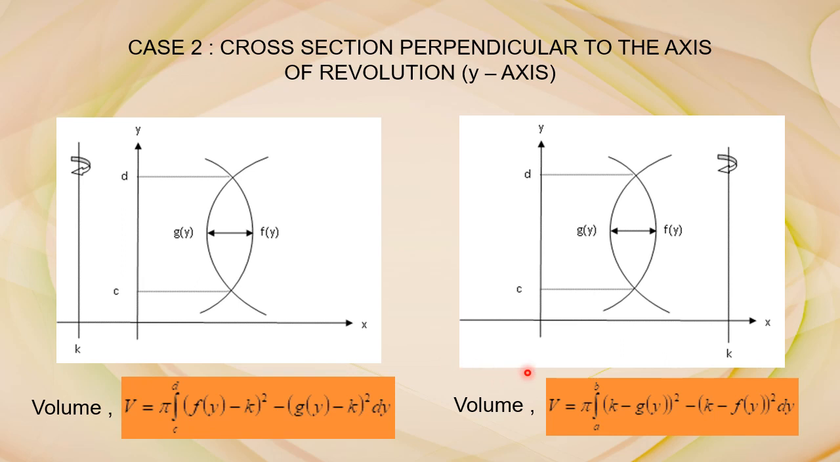The second formula is if our axis of revolution is at the right side of the region. So we will use the formula V equals pi integral of (k minus g(y)) squared minus (k minus f(y)) squared dy, where k is our axis of revolution and f(y), g(y) are our functions. Integration is with respect to y.